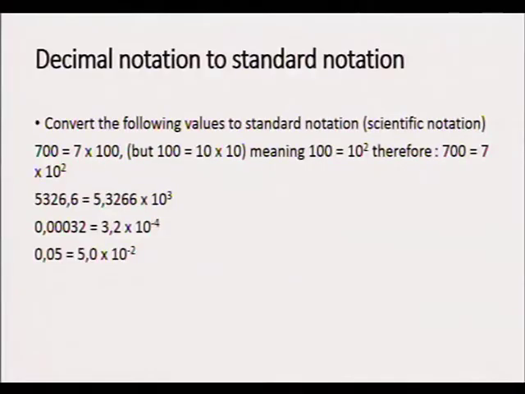The next one is 0.05. Now, if you have to write that one in standard notation, you're going to say 5 times 10 to the power negative 2. Why negative 2? Because the comma will move twice to the right. If it moves twice to the left, it's positive. If it moves twice to the right, it becomes negative 2.